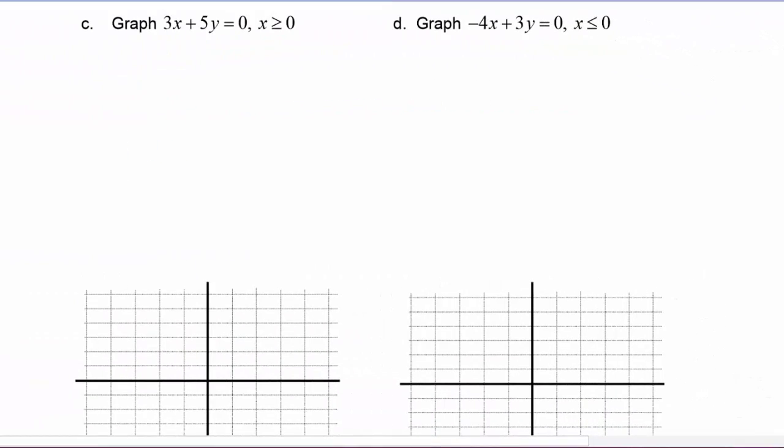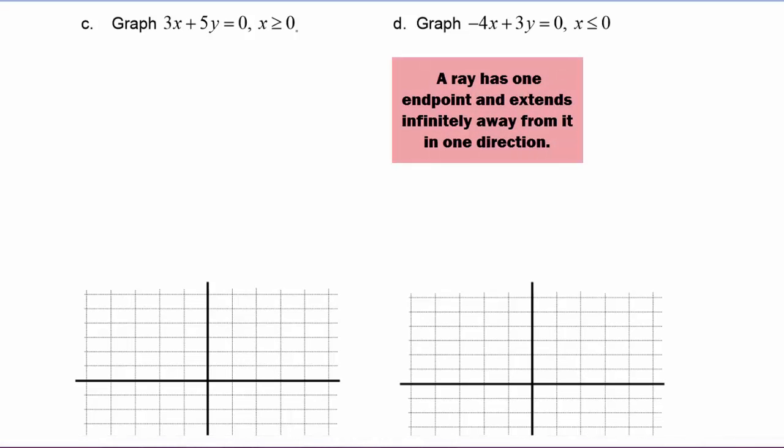In example C, we have something a little different because you notice in addition to the equation of the line, we have this restriction on the domain that x has to be greater than or equal to 0. Now what that does is turn the line into a ray. So let's see how that happens.